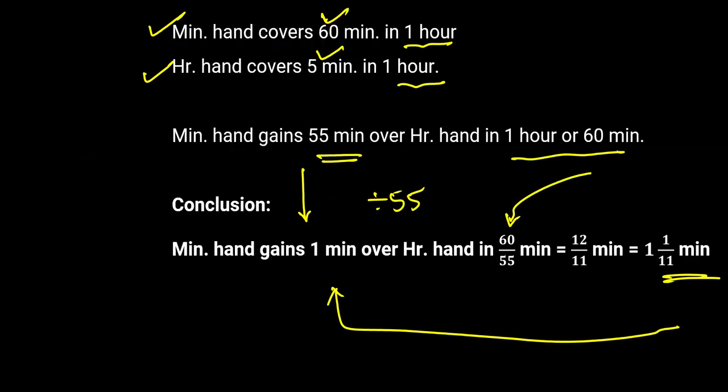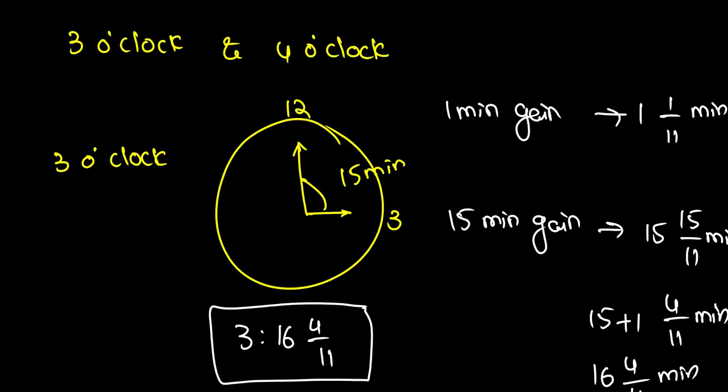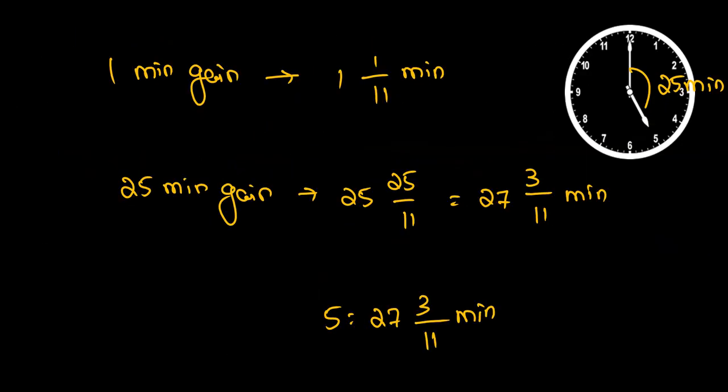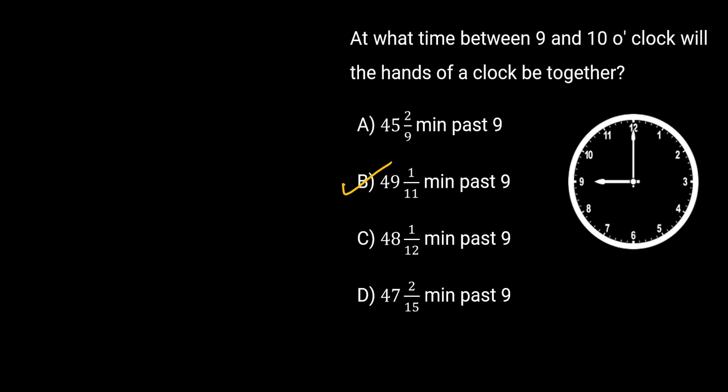Listen. Here, what is the answer for this 3 o'clock and 4 o'clock? 16 plus 4? 20. By 11 is common. 16 plus 4? Okay, keep it. For this question, what is the answer? 27, 3 by 11. What is 27 plus 3? Keep it. For this question, what is the answer? 49 plus 1? 50. So 10, 20, 30, 40, 50 like that will come.